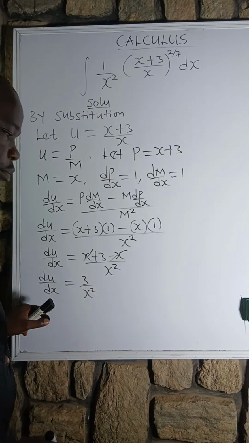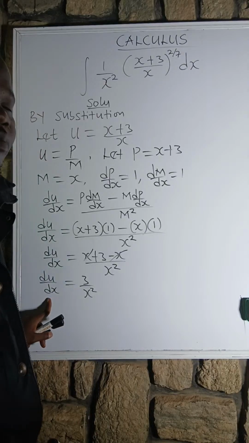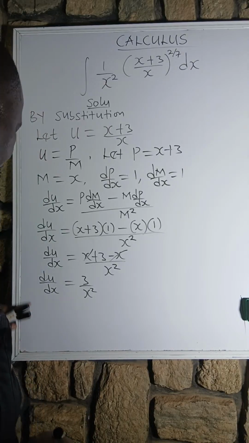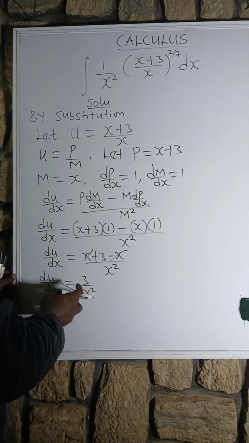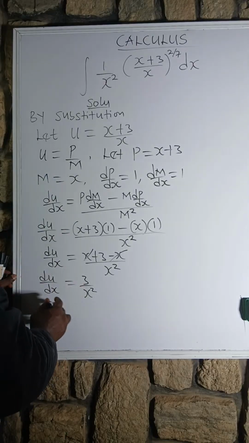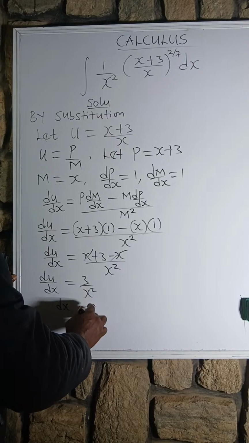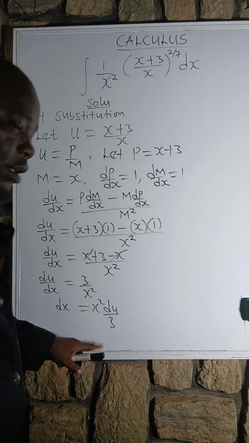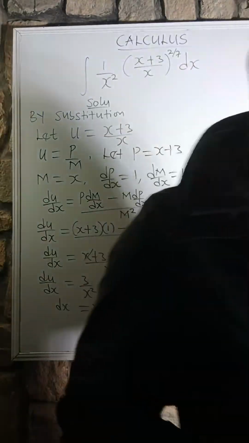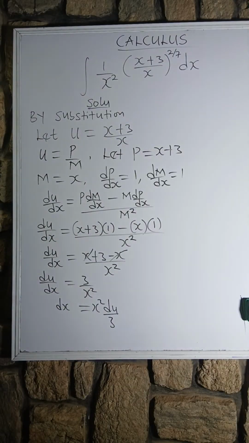At this point, what you need to do is make dx the subject of the formula. So if this multiplies this, it means we are going to divide by 3. So dx will now be equal to x squared du over 3. Yeah, look at the board, please. Do you have any question? Look at the board. Is there any question? Yes or no? No question? Okay, so if there's no question, let's proceed.